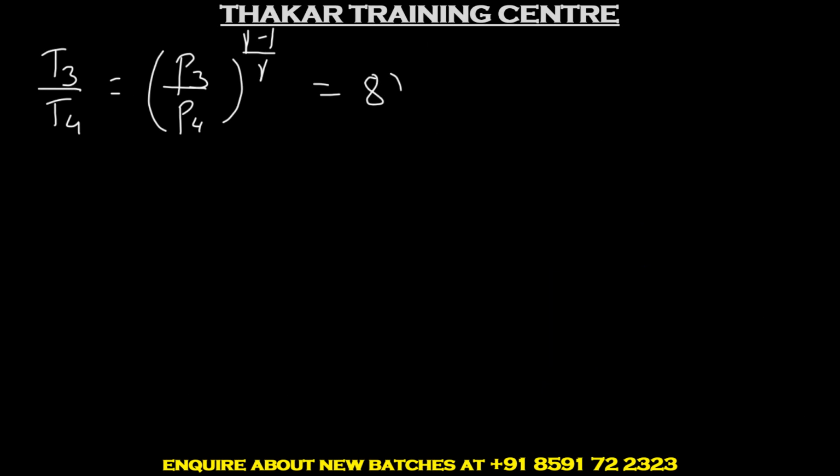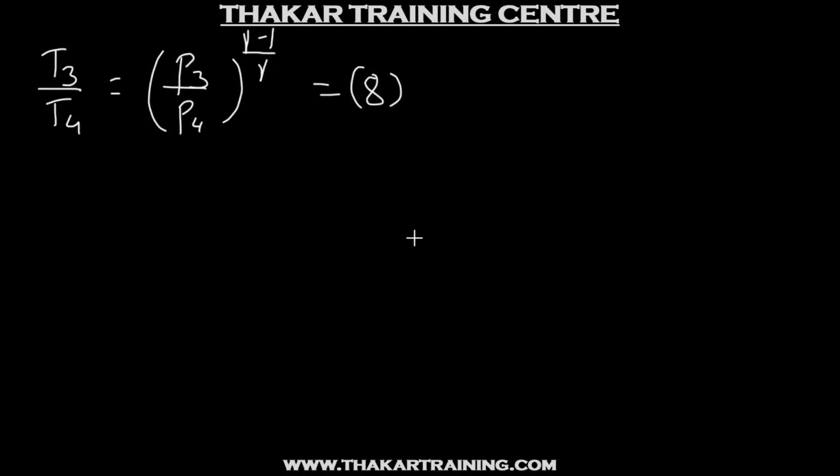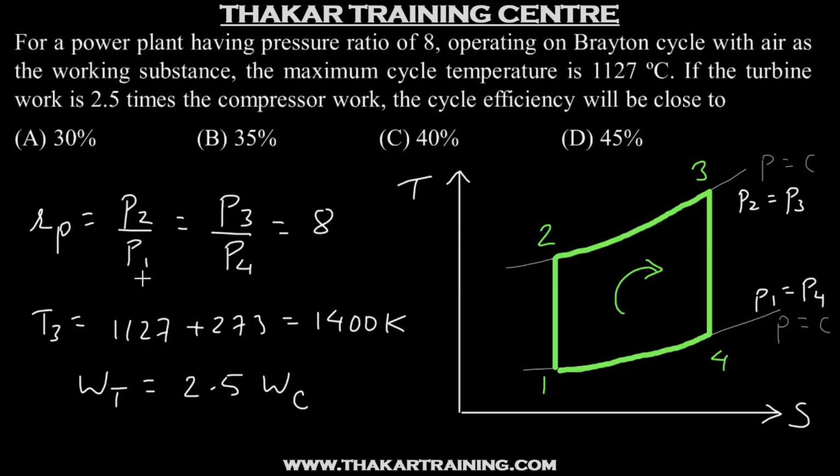So this is 8 raised to, now the question says air is the working substance and if nothing is mentioned we'll take gamma for air as 1.4. So this will be 1.4 minus 1 divided by 1.4. So we get this as 1.811. So therefore T4 will be equal to T3 upon 1.811, which is 1400 upon 1.811, which comes out to 772.863 Kelvin.